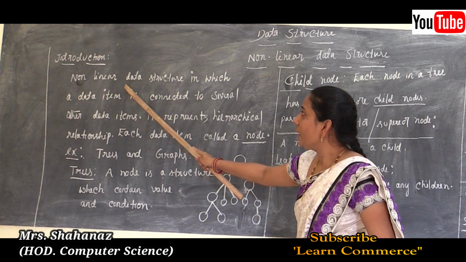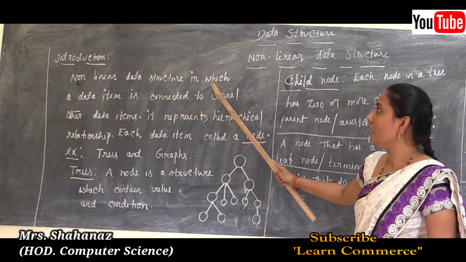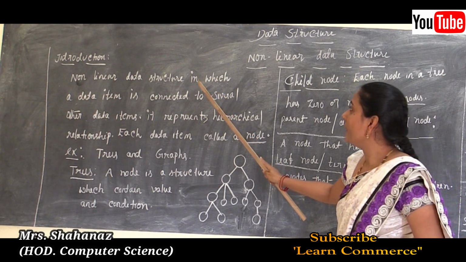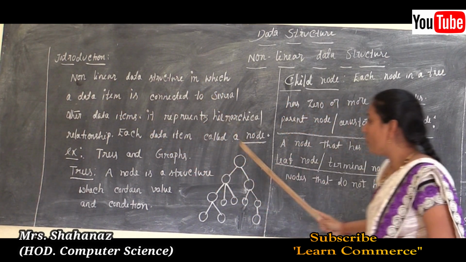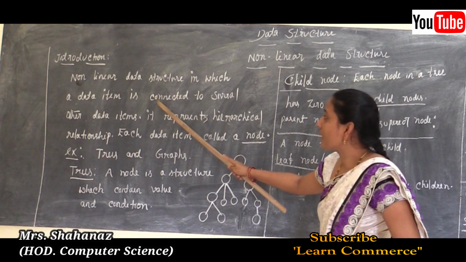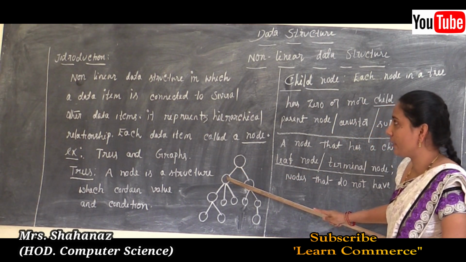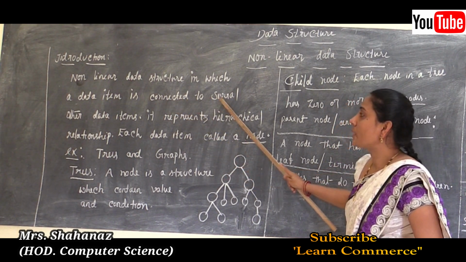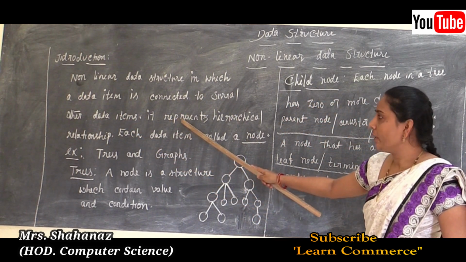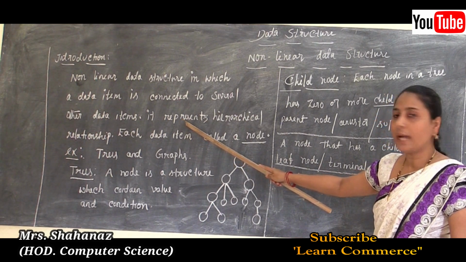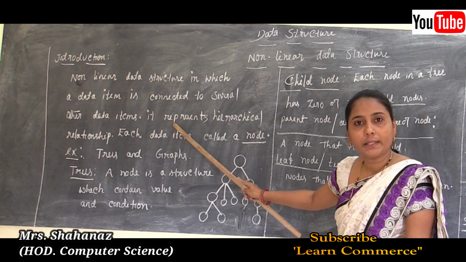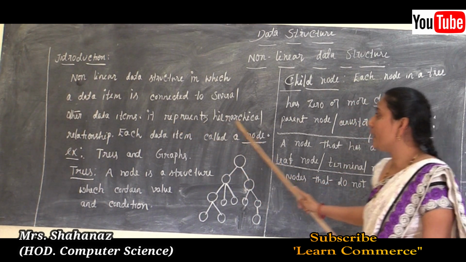So in a non-linear data structure, the data item is called a node in this case. One node is connected to another node, so it is connected to several other data items, and the possibility is to reach one or more data items. Such non-linear data structure represents hierarchical relationship.